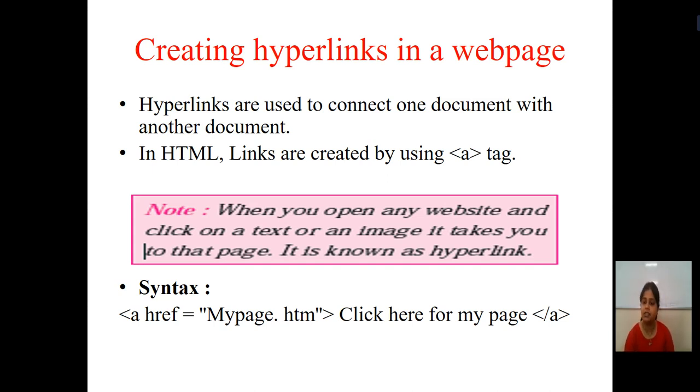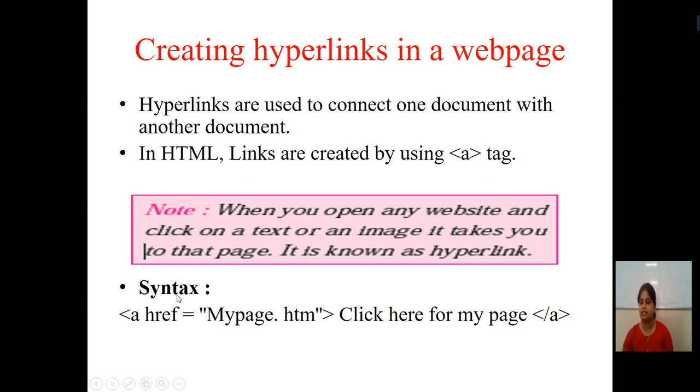So a hyperlink is used just to connect different web pages or different pages and create one single text. What is a hyperlink used for? To connect one document with another document. Okay. The syntax is a href equal to mypage.html. Click here for my page, closing a tag.